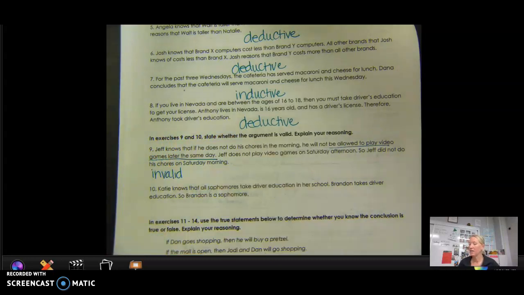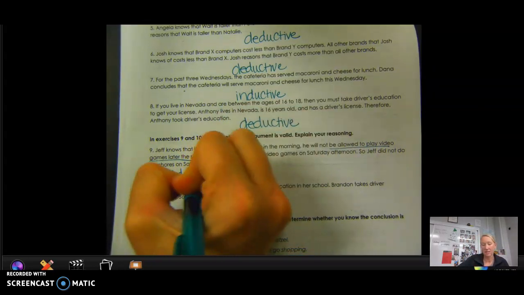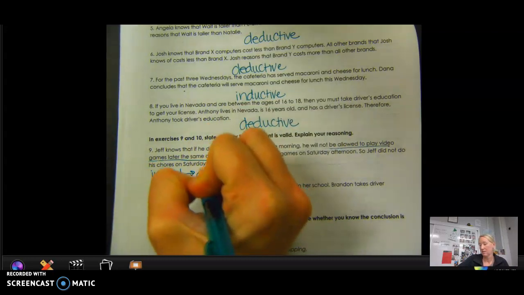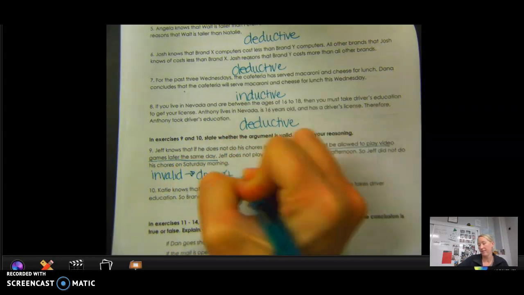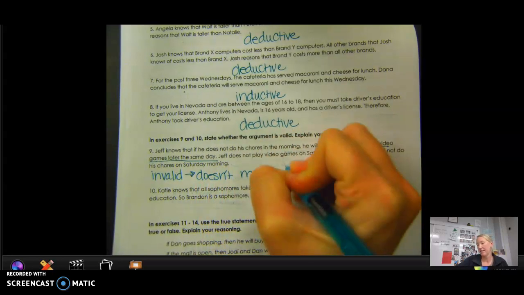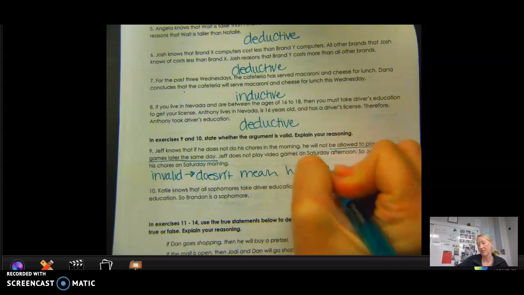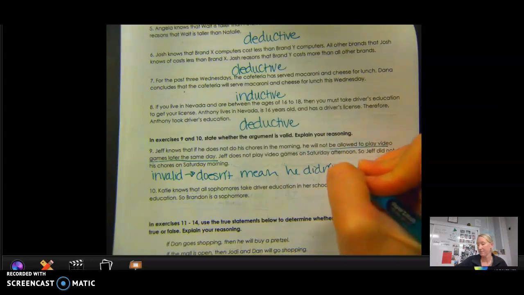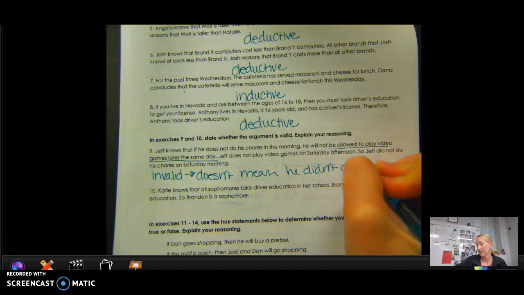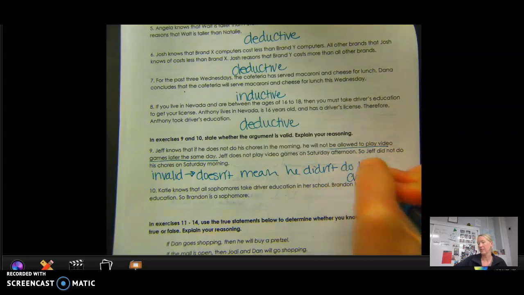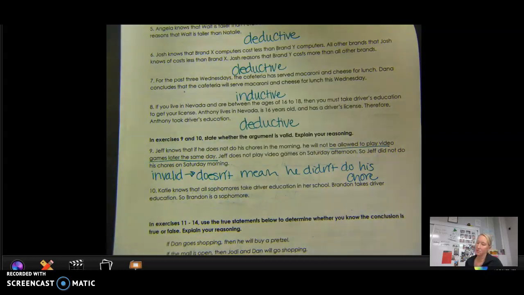Because it states, Jeff does not play video games on Saturday afternoon. Does that necessarily mean he didn't do his chores Saturday morning? Or does that mean that he could have had something else going on, so he didn't play video games? So it doesn't mean he didn't do his chores. Maybe he didn't do them and chose not to play the video game. Remember, for it to be valid for law of detachment, the hypothesis or first part has to be proven true.